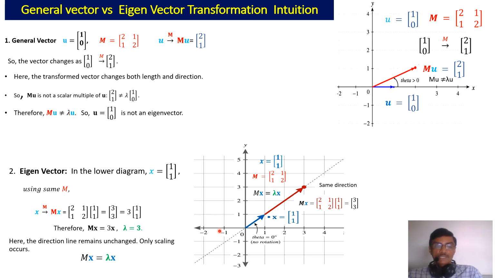You can also observe here, in the case of an eigenvector, the direction line remains unchanged. Only scaling occurs. The scaling factor is known as the eigenvalue. Therefore, we can say that Mx equals lambda x.